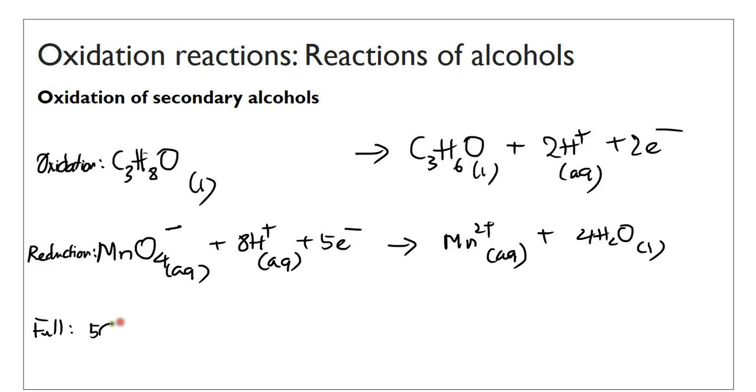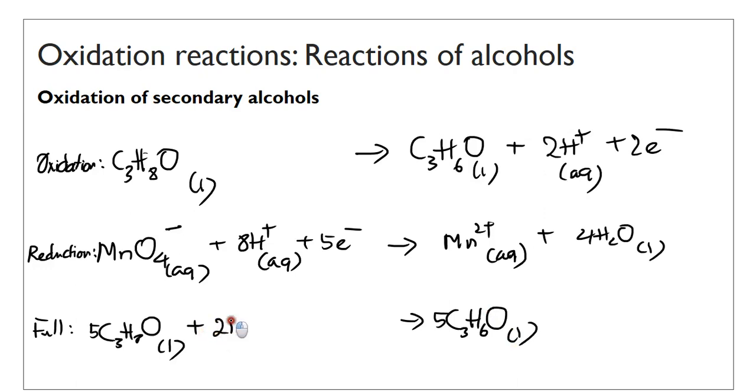So 5C3H8O liquid going to 5C3H6O. Okay, and then 2MnO4 minus going to 2Mn2 plus.